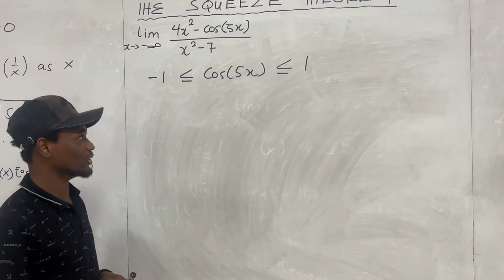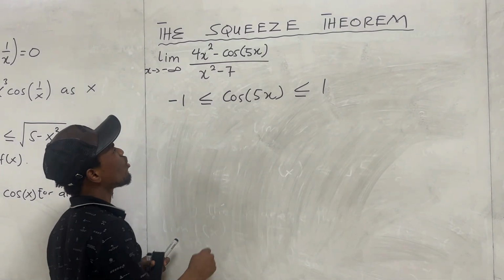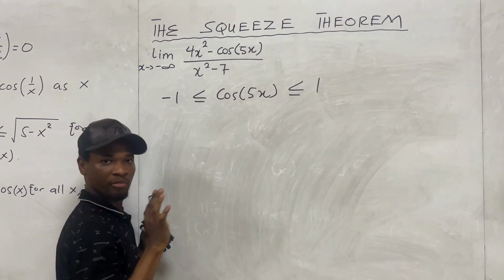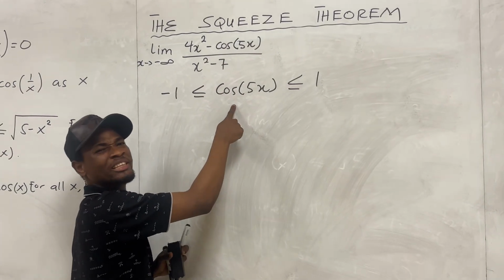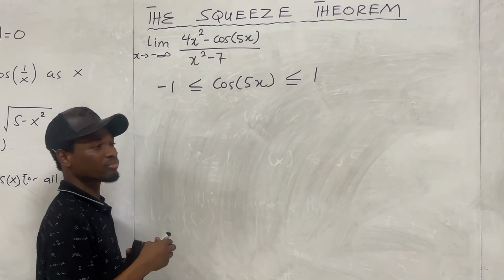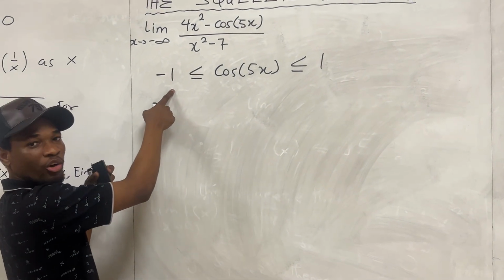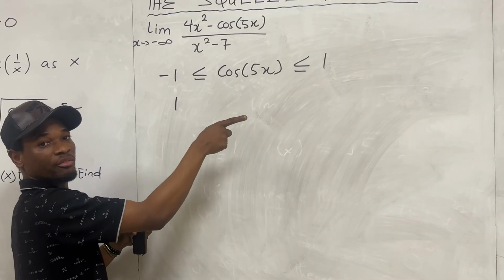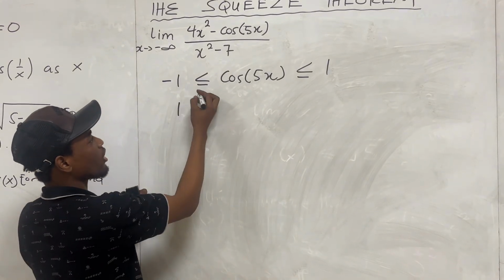The second thing is to manipulate this. So what can we do? Here we have cos 5x, but in the expression we have negative cos 5x, while here we have positive cos 5x. So you multiply through by negative. So -1 times negative, you have +1 this way. Whenever you are multiplying through by negative, the inequality sign reverses. So this one reverses to greater than or equal to.